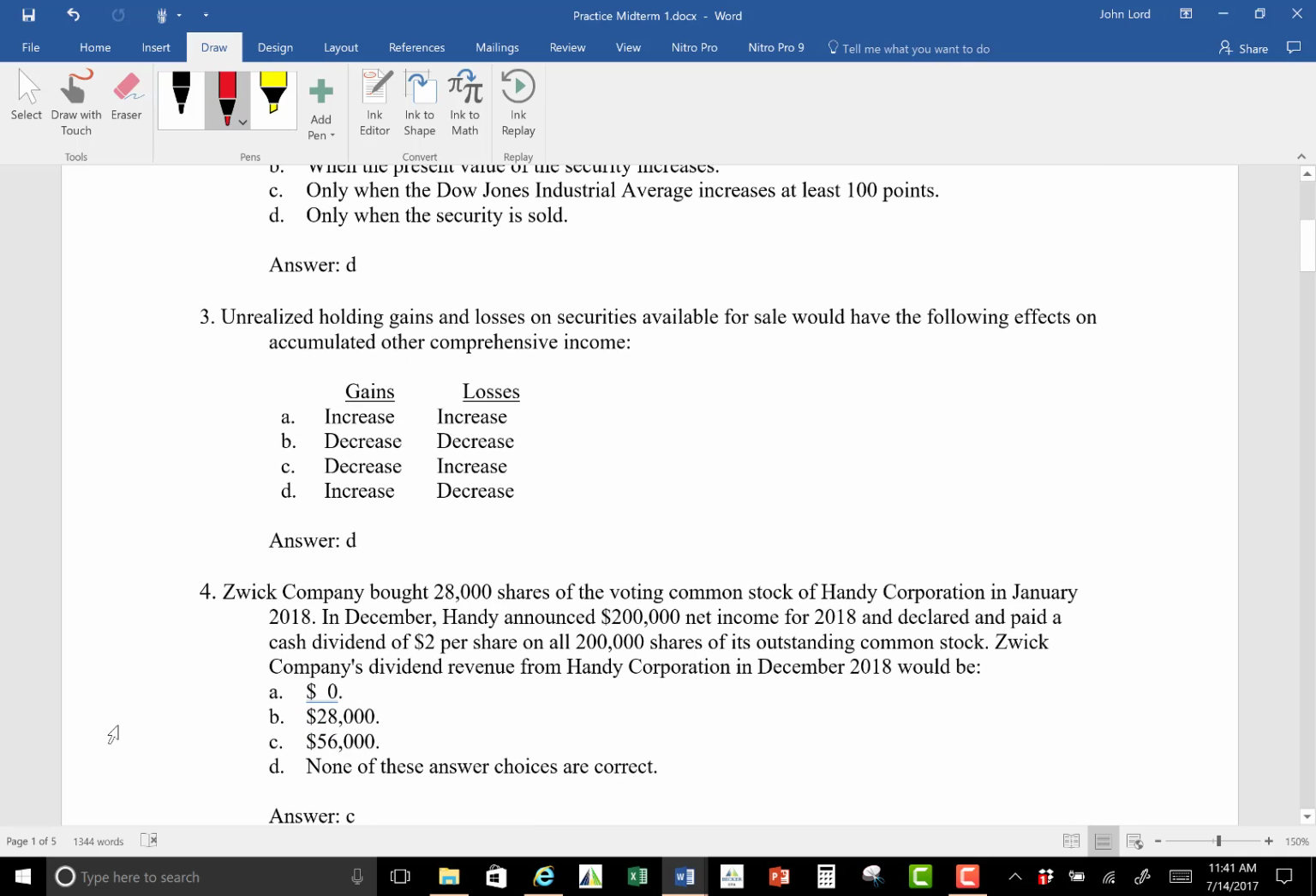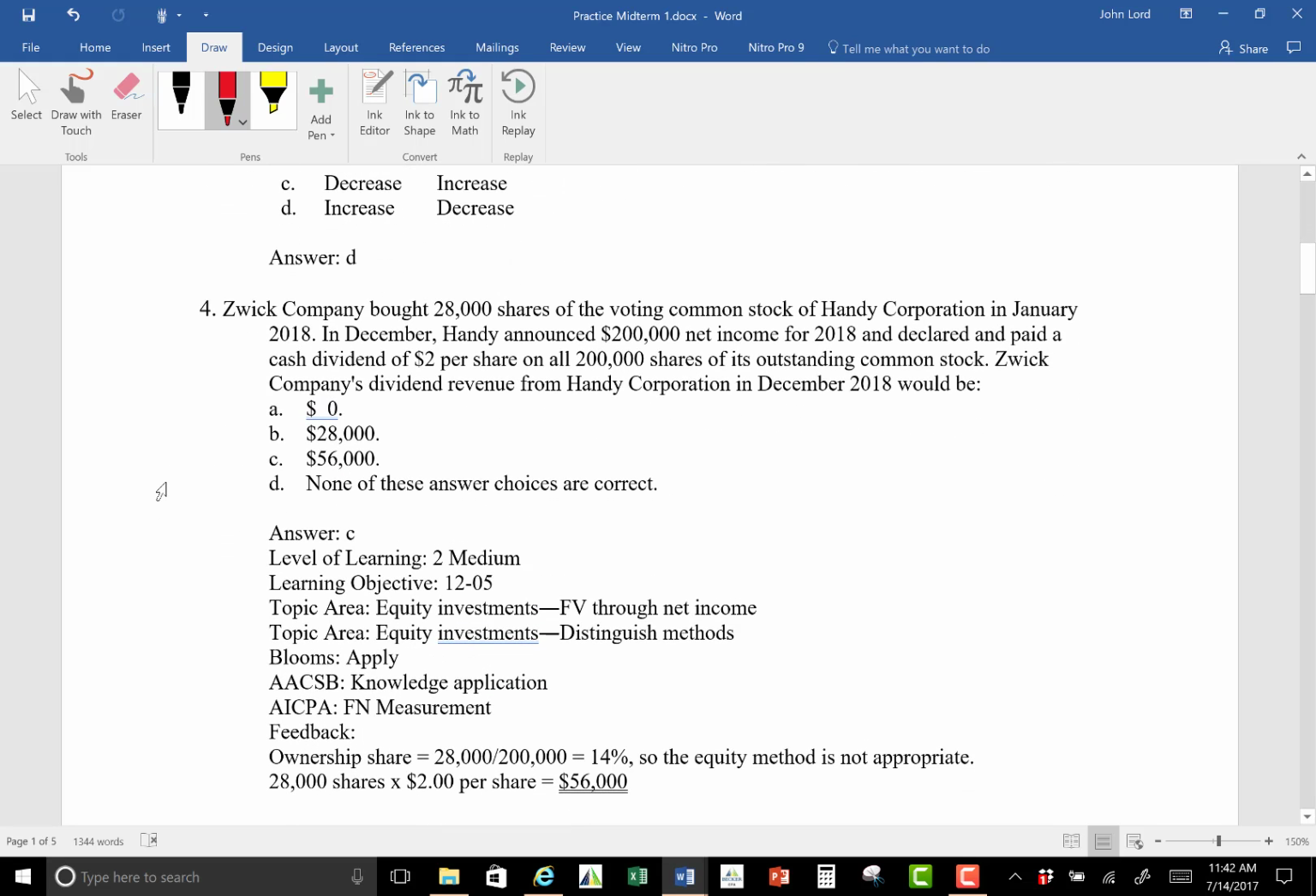Unrealized holding gains and losses on securities available for sale should have the following effects on accumulated other comprehensive income. Gains will increase it, and losses will decrease it, right? Now again, these first three questions had the desired effect, which is to give us an opportunity to review what we talked about a little bit in chapter 12 as related to these securities. More likely, you'll start seeing questions like this number 4 here.